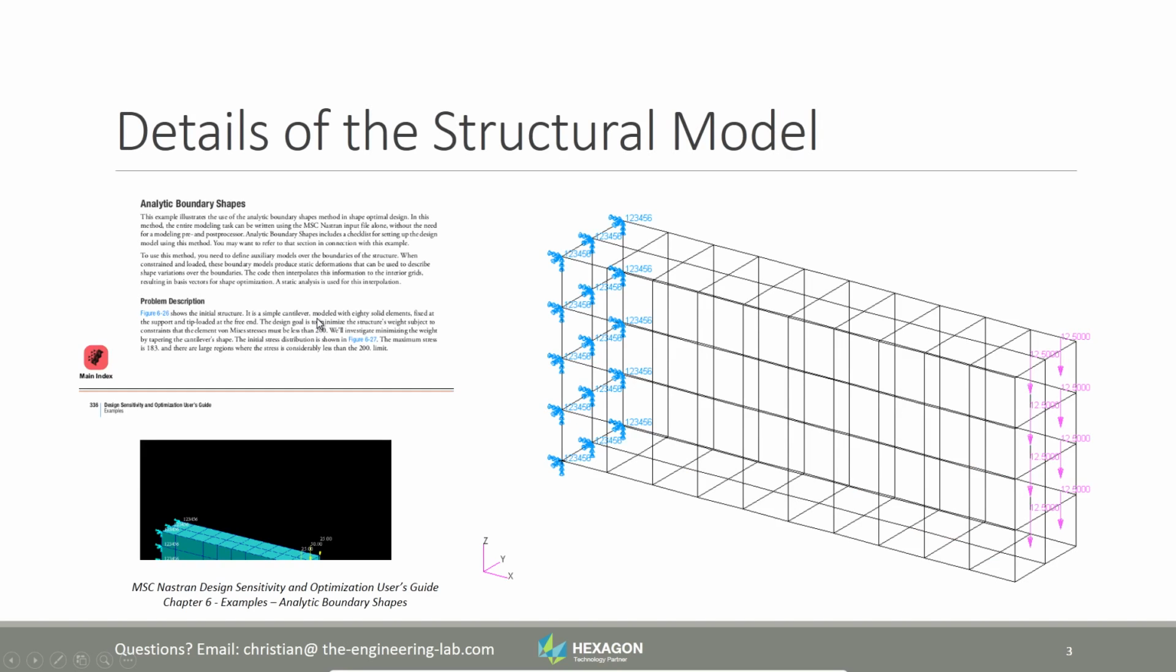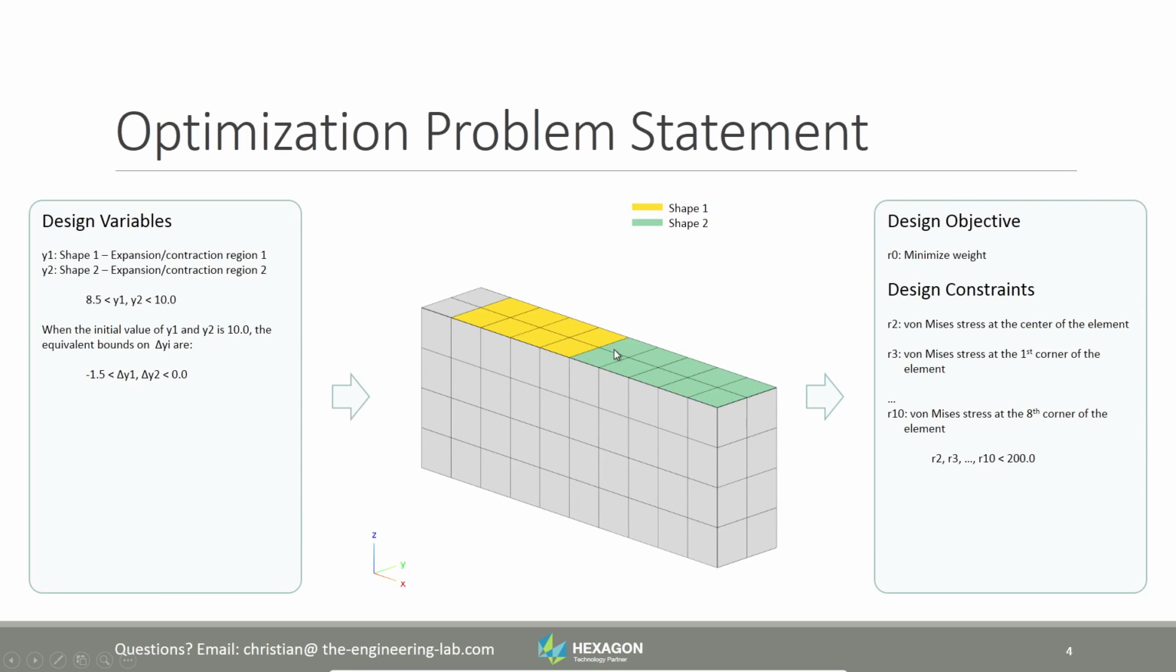As for how this cantilever beam is loaded, we're going to fix one end of this beam and we're going to load the free end of the beam. And this is our optimization problem statement. We want to minimize the mass while constraining the von Mises stress to be less than an upper bound of 200. Now, we're going to create two shapes.